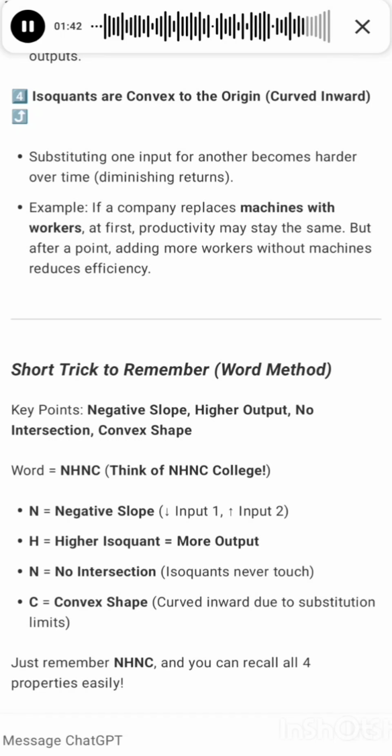H equals higher isoquant equals more output. N equals no intersection. Isoquants never touch. C equals convex shape, curved inward due to substitution limits. Just remember NHNC, and you can recall all 4 properties easily.